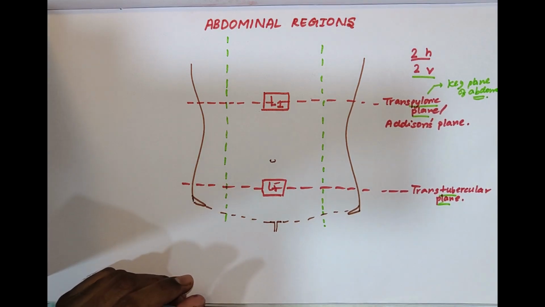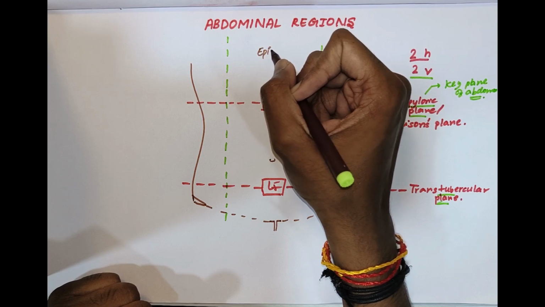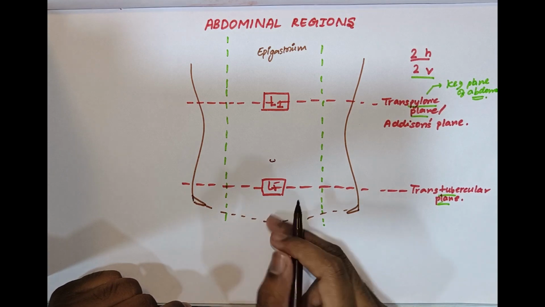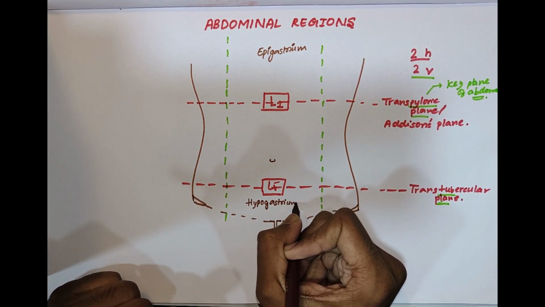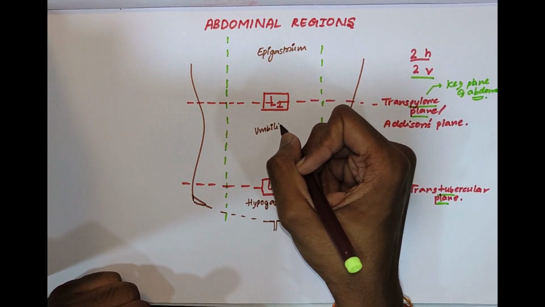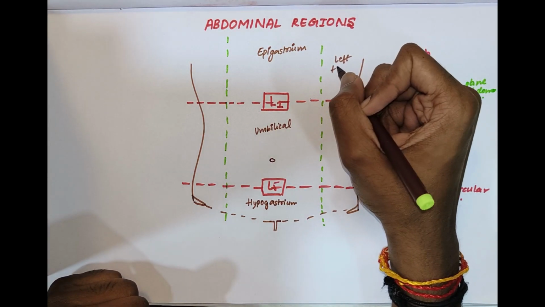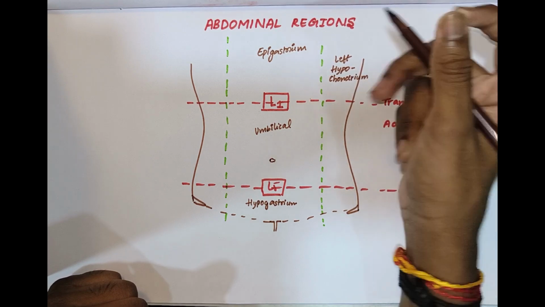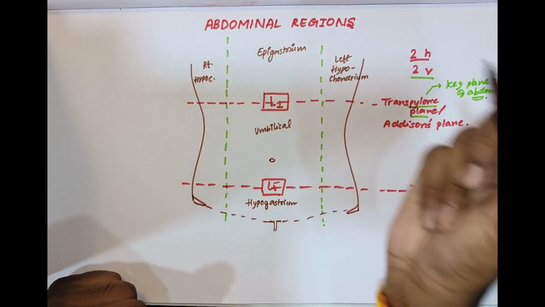Now let us start with the naming. This portion of the abdomen is known as the epigastrium. This portion of the abdomen is known as the hypogastrium. Since you have the umbilicus here, this is known as the umbilical region. This is known as the left hypochondrium, and this is known as the right hypochondrium.